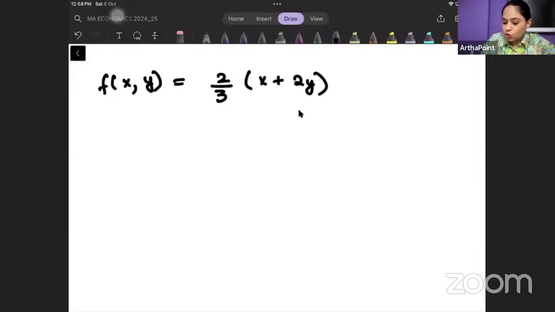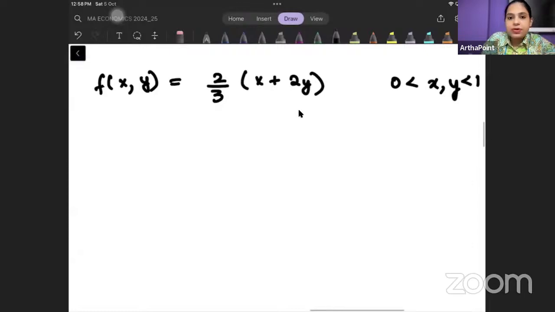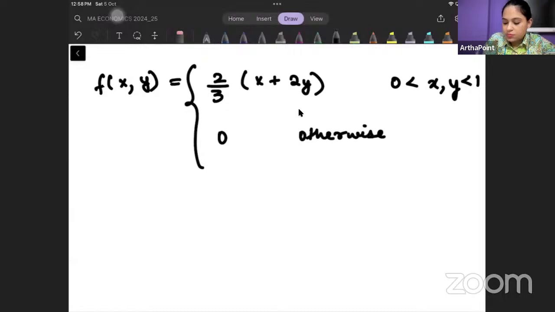Both x and y, that is x comma y, are between 0 and 1, and it says 0 otherwise. Right? You need to go ahead and find the expected value of x given y is half.